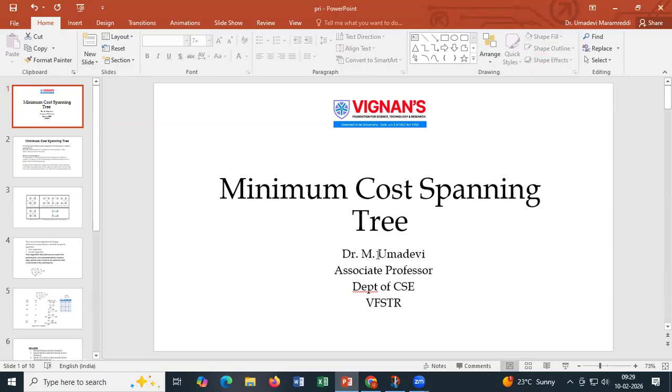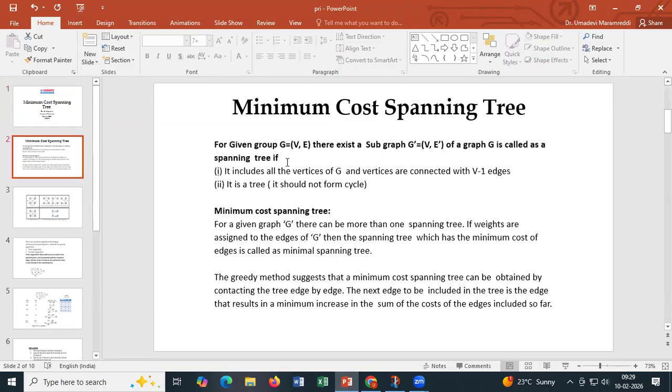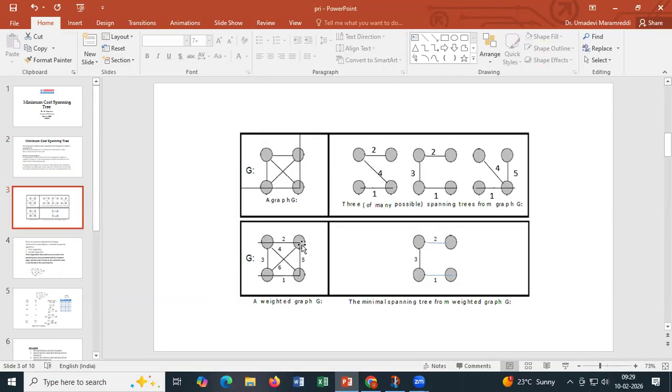Explain the topic minimum cost spanning tree. Minimum cost spanning tree means for a given graph G there exists a subgraph G dash. It contains all the vertices of G and it contains n minus 1 edges such that it should not form a cycle. So if the graph has 4 vertices, it contains all 4 vertices and it contains only 4 minus 1 edges. So here you can see the given graph with the 4 vertices and you can generate the spanning trees. These are all different spanning trees.